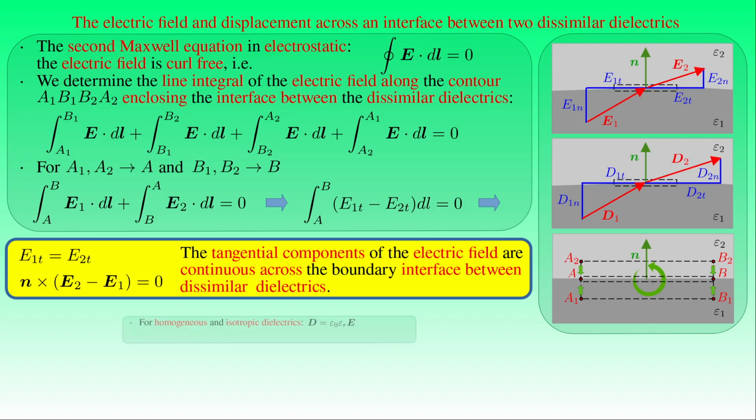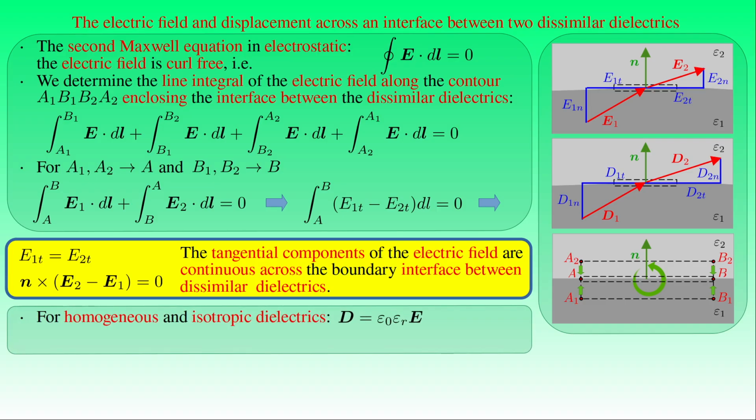We already saw that for homogeneous and isotropic dielectric media the electric displacement D is given by the vacuum permittivity epsilon naught times the relative permittivity epsilon R of the dielectric, times the electric field strength E in the dielectric. The right-hand side of this equation can also be written as the absolute permittivity epsilon of the dielectric times the field strength E.